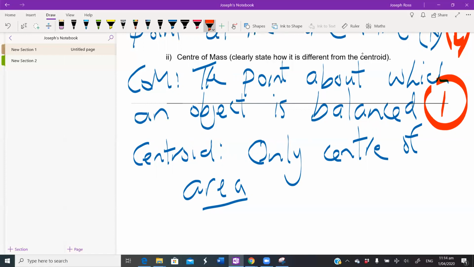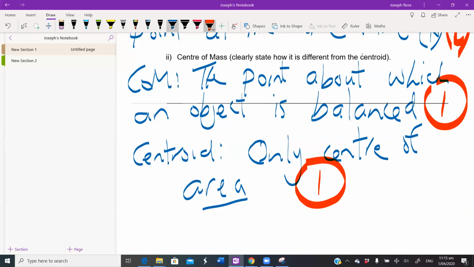So it's the same above and below. It's the same to the left and to the right. So equal mass on the left of the center of mass as on the right, and so on. And the centroid is only dealing with area. So if you mentioned that, that would be 1 mark.